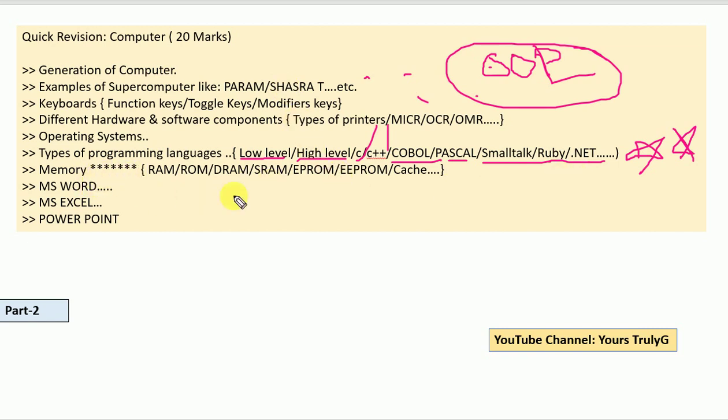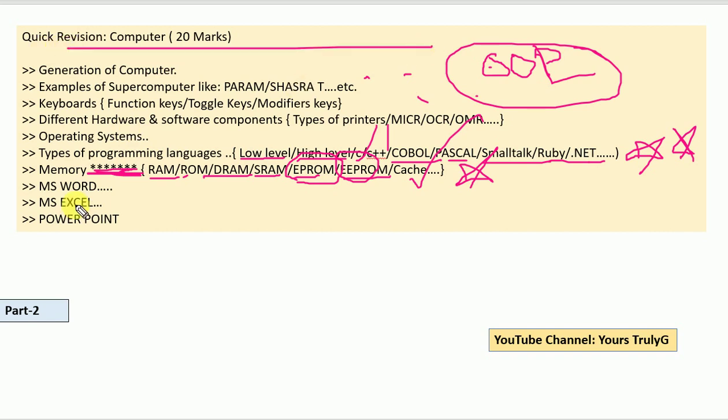And memory is very, very important. As you can see, I have marked 6 to 7 stars, because of RAM, ROM, volatile, non-volatile, dynamic RAM, static RAM, EPROM, EEPROM, erasable programmable read-only memory, electrically erasable programmable read-only memory, and cache memory. A lot of questions are generated from this memory section. So you have to give special attention to it.